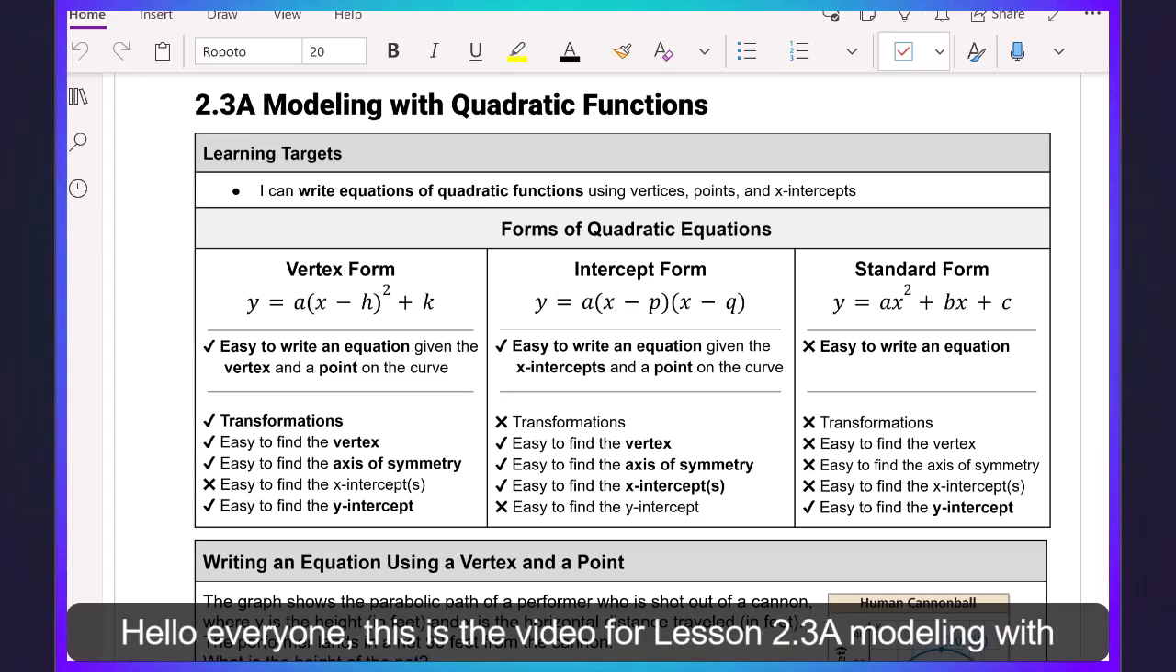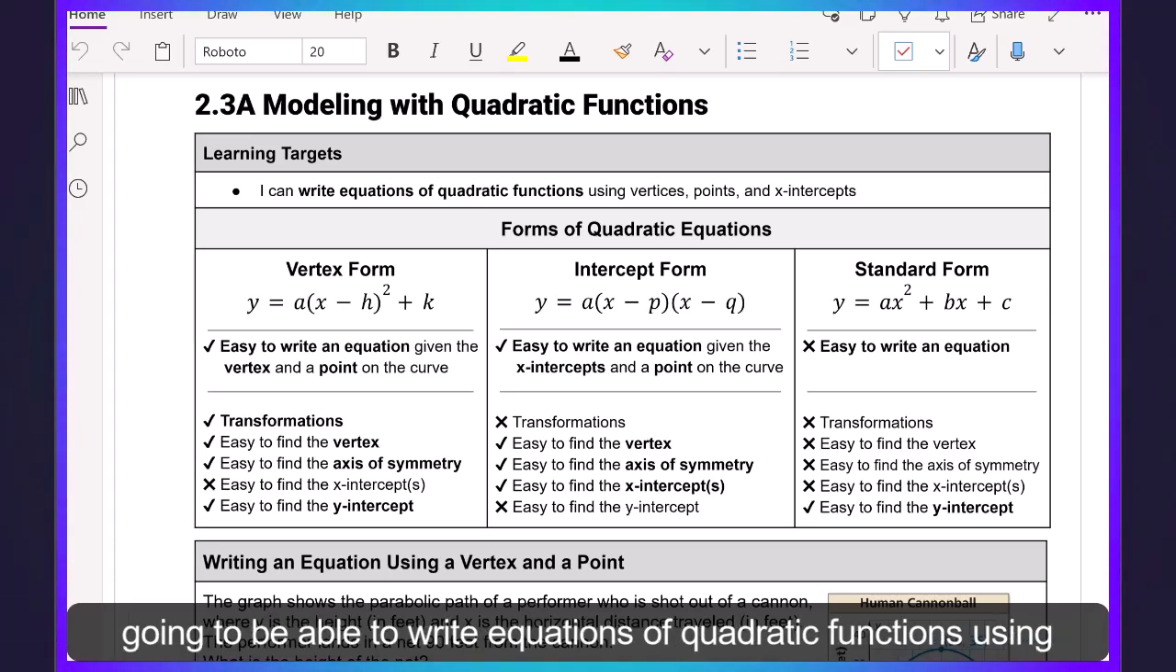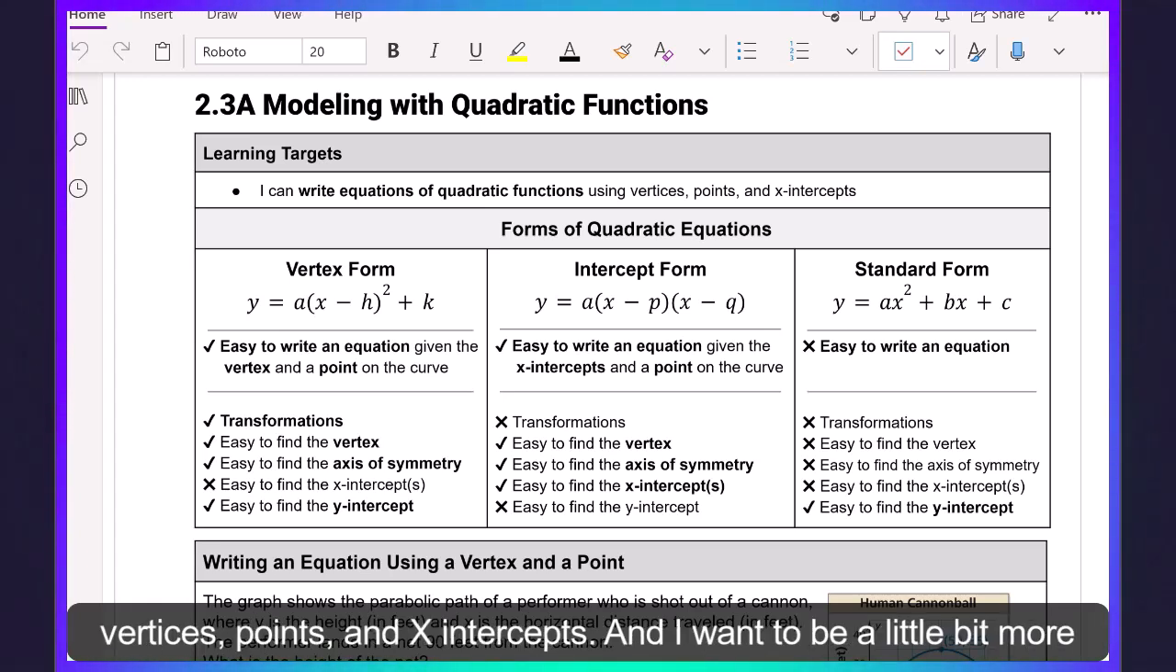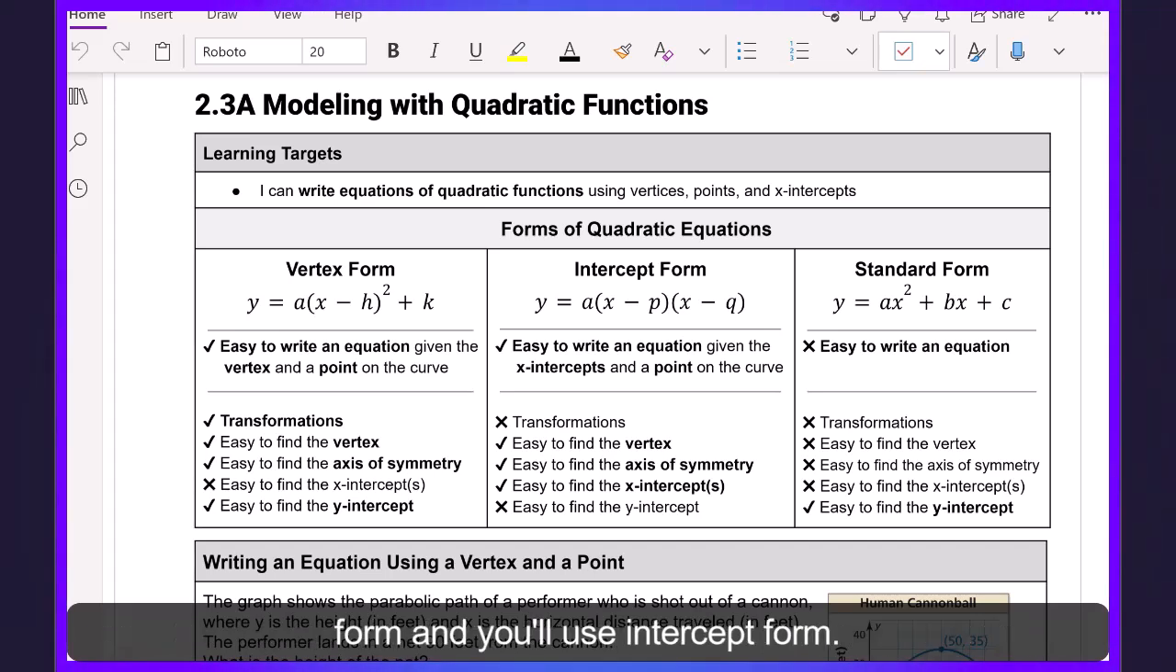Hello everyone, this is a video for lesson 2.3a, modeling with quadratic functions, and you have one goal for this lesson. You're going to be able to write equations of quadratic functions using vertices, points, and x-intercepts. And I'm going to be a little bit more specific. You're going to use two forms. You're going to use vertex form and you'll use intercept form.